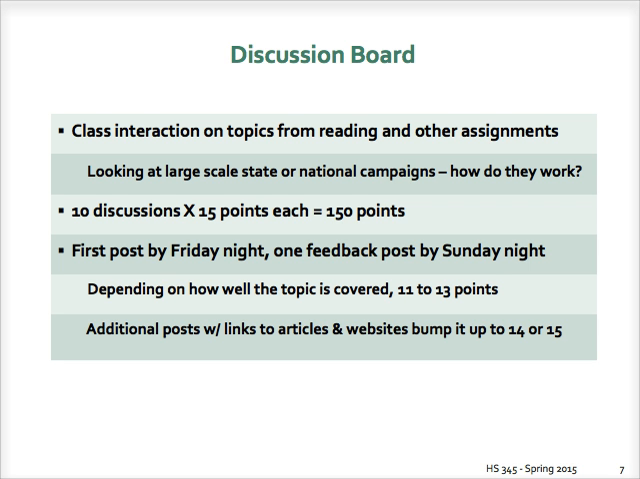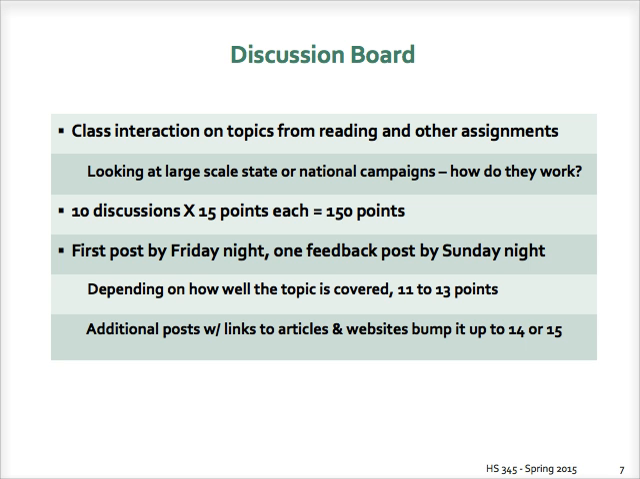Since we don't meet face-to-face, the discussion board is our way to interact with each other on a weekly basis. We'll be sharing information about existing large-scale health education campaigns to see how they work, and also discussing other material from the text. There are 10 graded discussions, most of them worth 15 points. The first post is usually due by Friday, with the feedback post due by Sunday. And here's the grading rubric, so pay close attention.